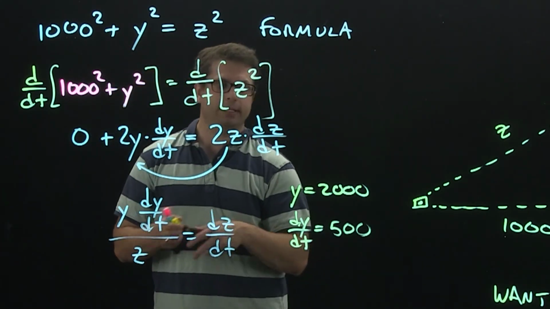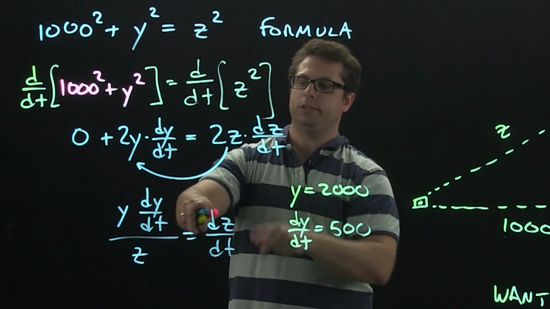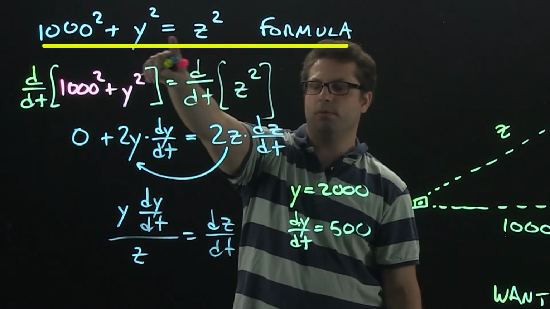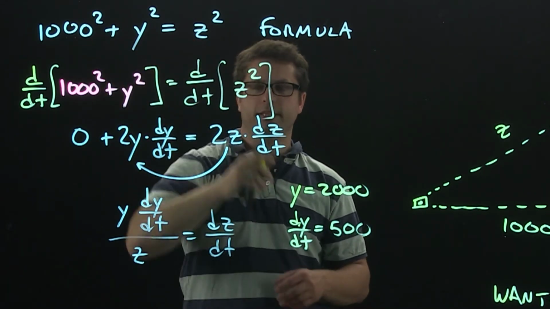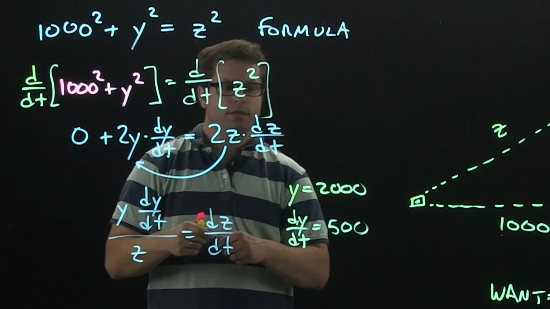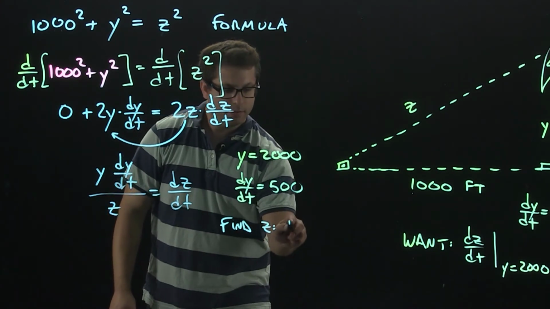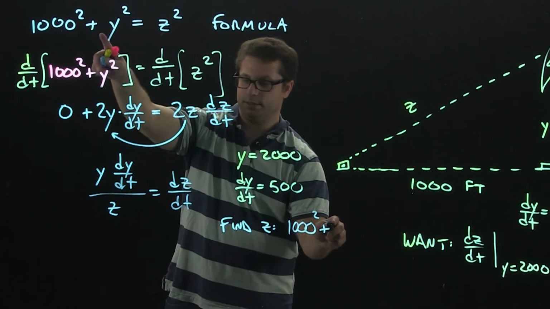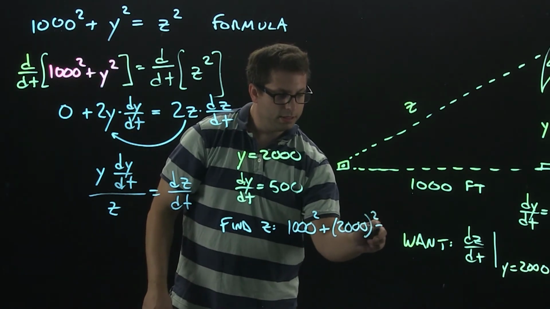We have this rule that if you are setting up a related rate problem, you differentiate, and then if you still have some variables without values, go back to the original formula up here, and once you plug in all the other variables, you should be able to find the missing one, which for us is z. So to find z, we have 1,000 squared plus y, which is now 2,000 squared, is z squared.